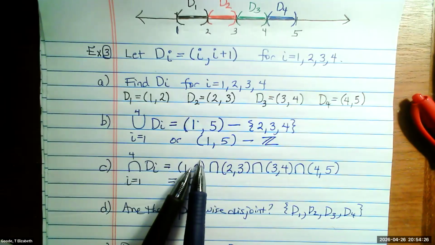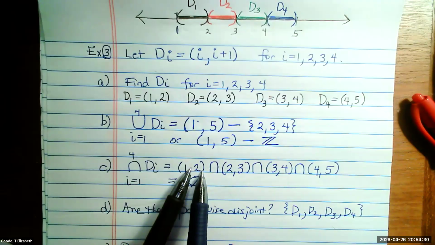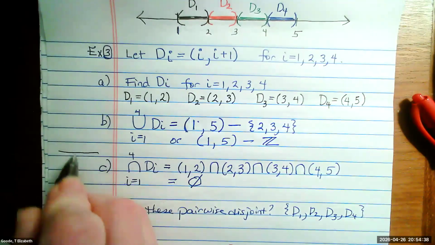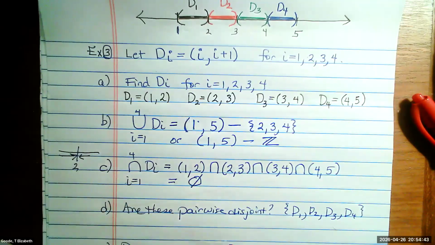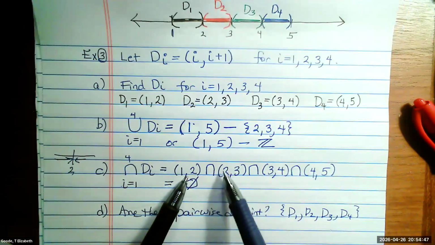What does this soft parenthesis mean? It means not including the two. Yes, my mistake. See what I mean? These two sets sneak up on two from one side and sneak up on two from the other side, but neither one of them actually hits the two.